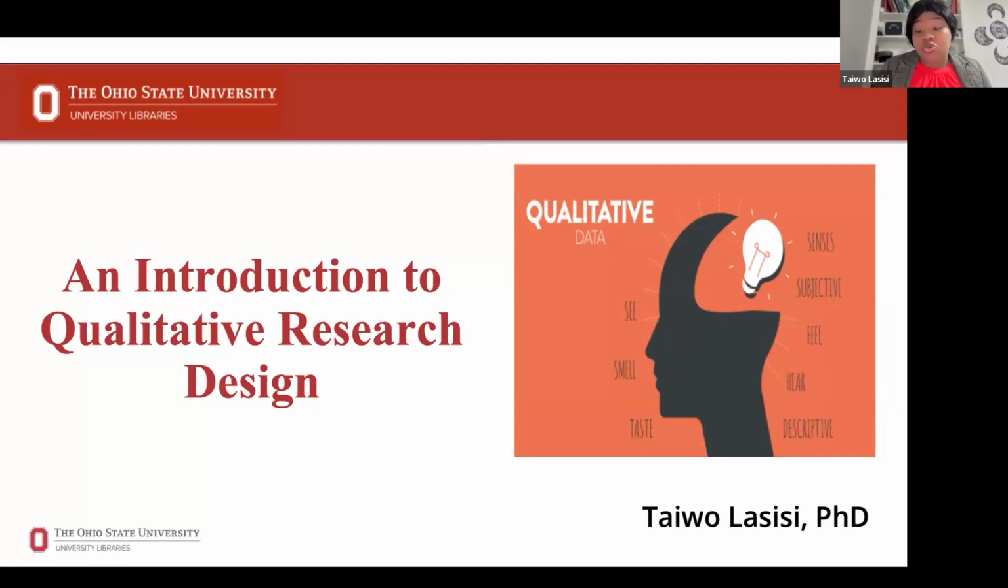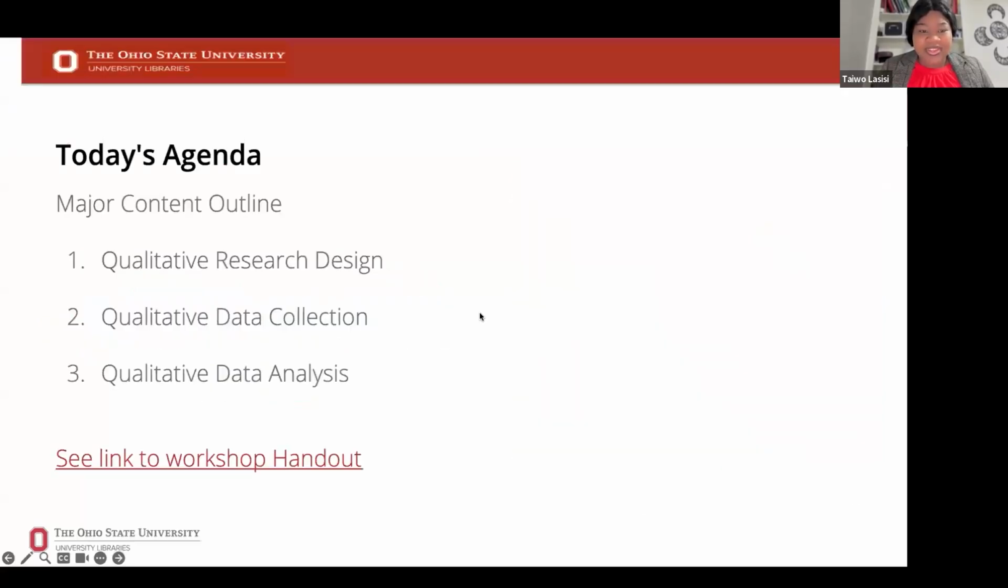This workshop will focus on the rudiments of qualitative research design. I'm going to be talking about a lot of things in qualitative research design, but not in depth, because I just want to pull us through so we get an idea of what qualitative research is about. So come with me.